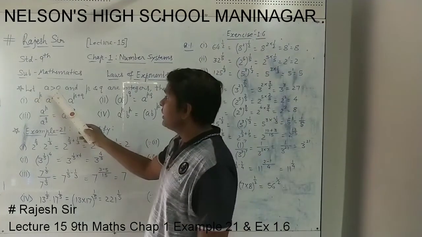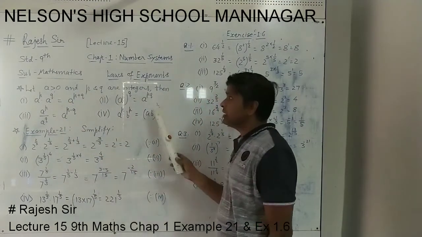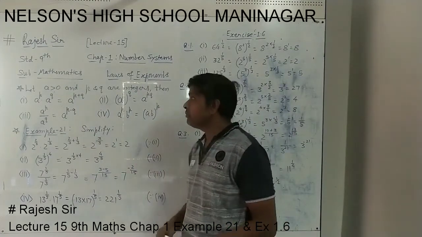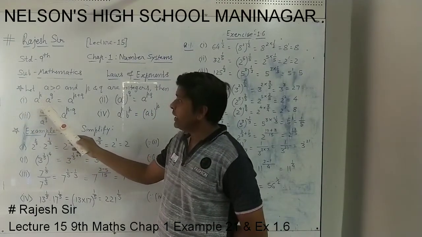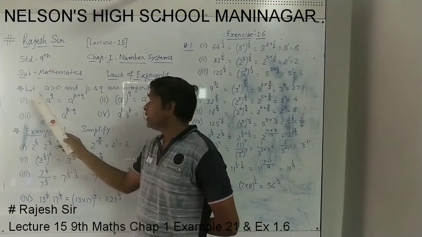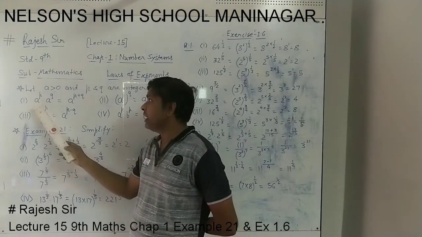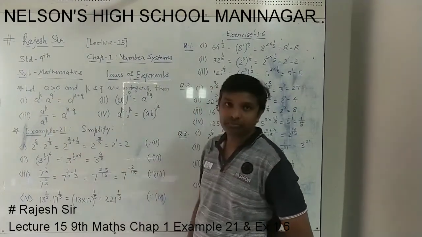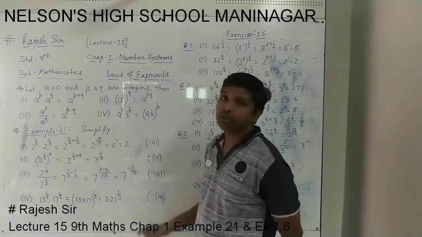So they are: when a is greater than 0, meaning the number a should be positive, and p and q are any integers, they may be positive or negative, but a must be positive. Then we have some laws of exponents. Take a raised to p into a raised to q. Here a and a are the base, and p and q are called exponents. The bases are the same, the exponents are different, and they are multiplied. So what is the rule? The exponents are added. a raised to p into a raised to q equals a raised to p plus q.